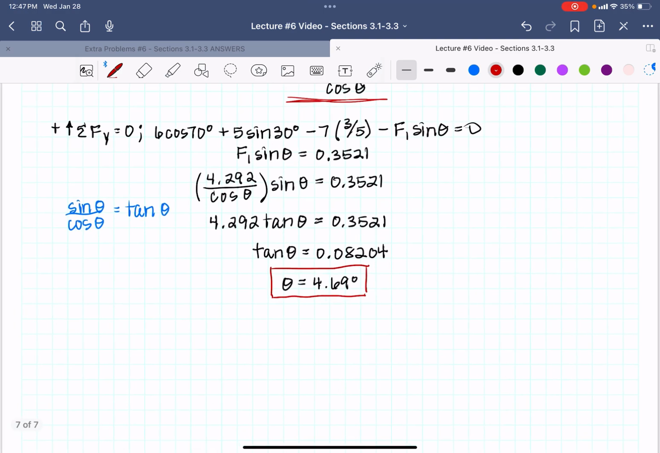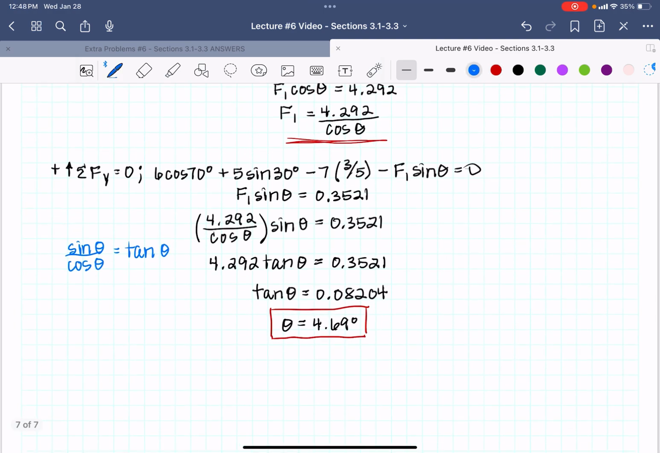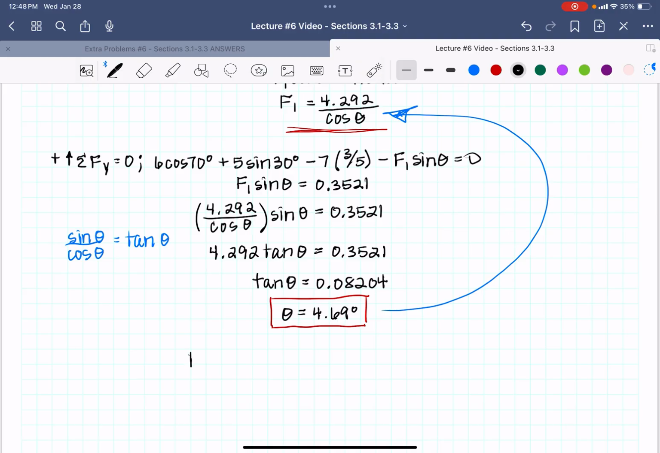Now I need to go back and substitute back into this equation to solve for F1. So I've got F1 equals 4.292 over the cosine of what we know now is 4.69. And I'm going to get that force equals 4.31 kilonewtons. And I have now solved my problem.